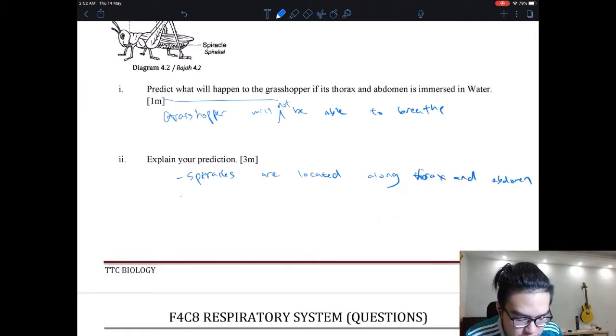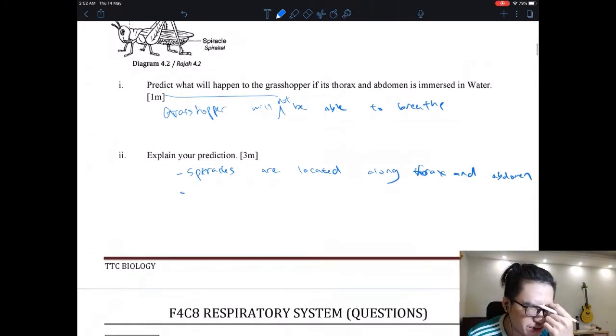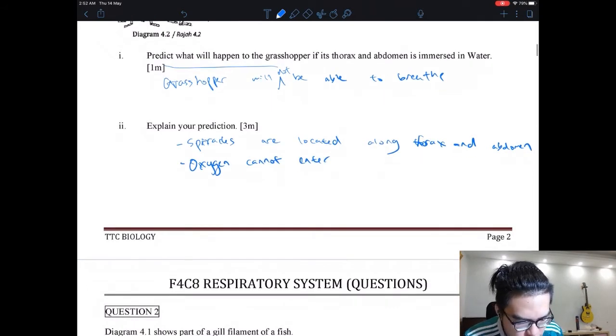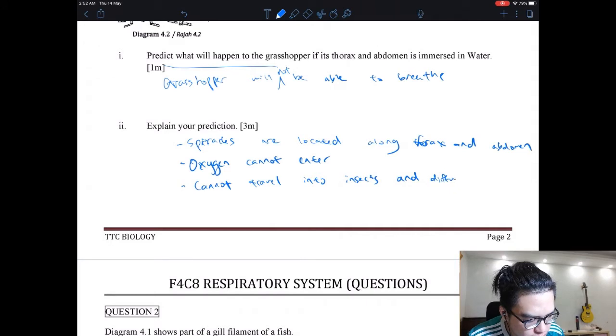So if they are immersed in water, oxygen cannot enter, so cannot travel into the insect and diffuse into body cells. Something like that. So 3 marks here.